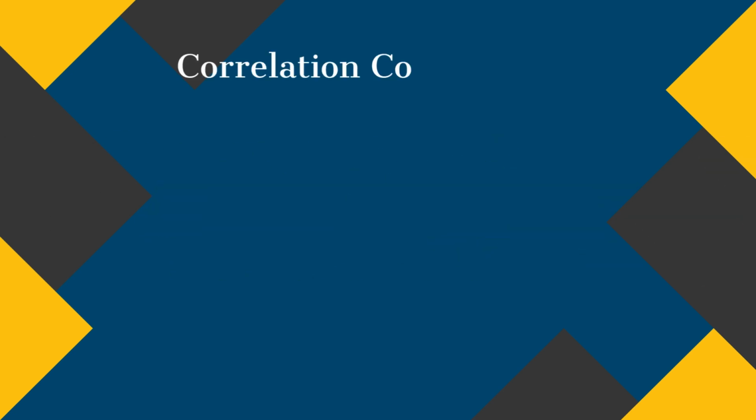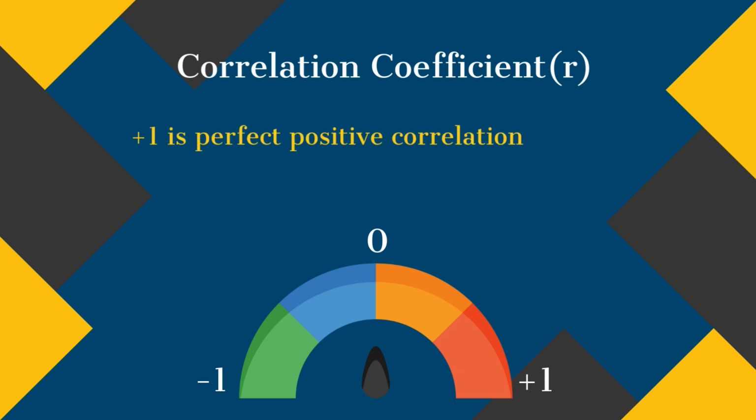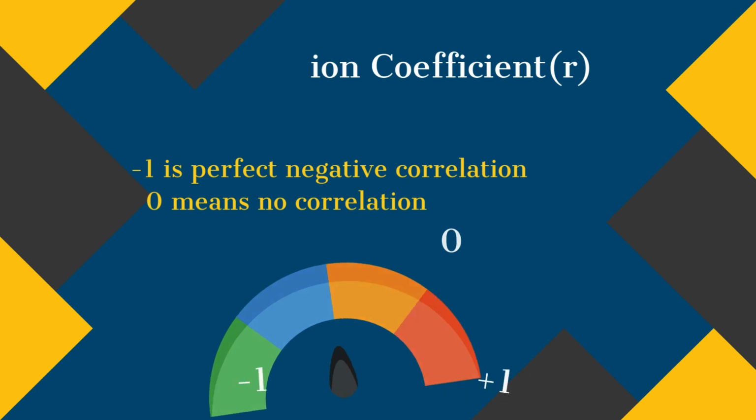Correlation is measured by a coefficient, often denoted by the letter R, ranging from -1 to +1. +1 is perfect positive correlation. -1 is perfect negative correlation. And 0 means no correlation.